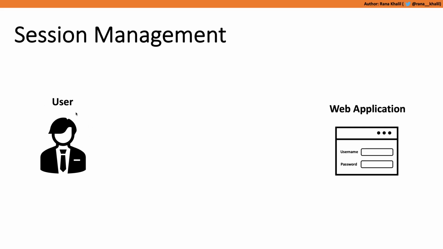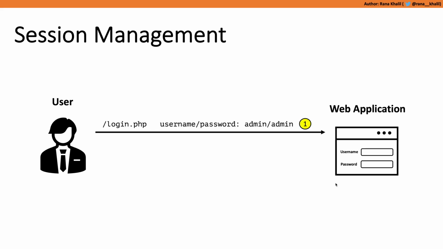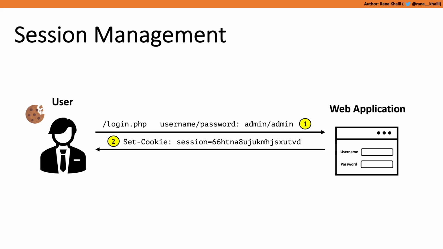Imagine you have a user and the banking application. The user needs to access the banking application. So the first thing that the user is going to do is supply the banking application with his credentials, which would be his username and password, which in this case is admin. The application then sets a cookie in the user's browser.